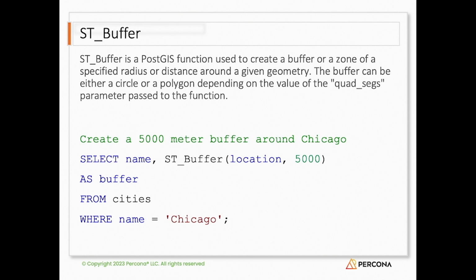So ST_Buffer is a PostGIS function to create a buffer, or a zone, around a given geometry. The buffer can be either a circle or a polygon, depending on the value. So it will create a 5,000 meter buffer around that location. Like you have a city like this, if you want to create a buffer around it, like a circle or polygon, it will create a circle like that.